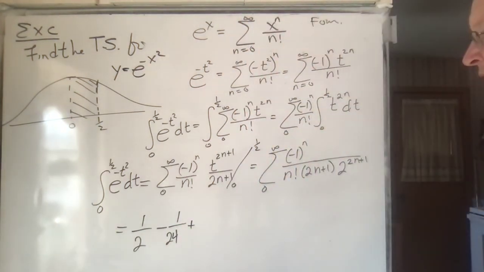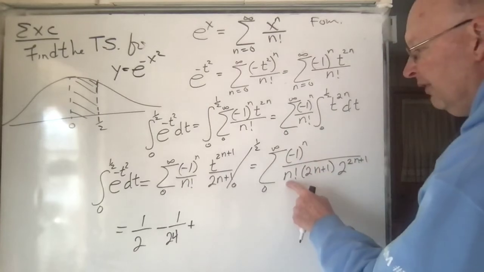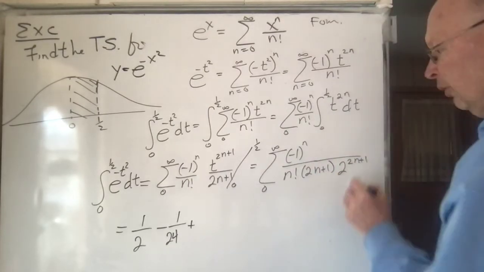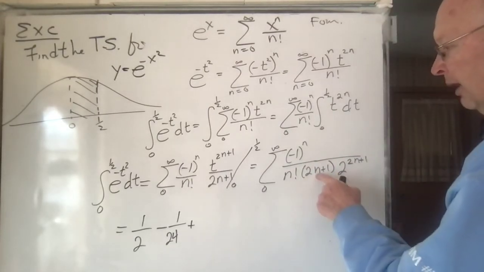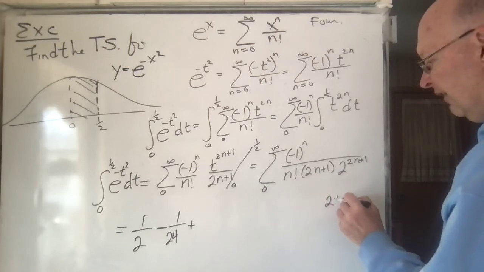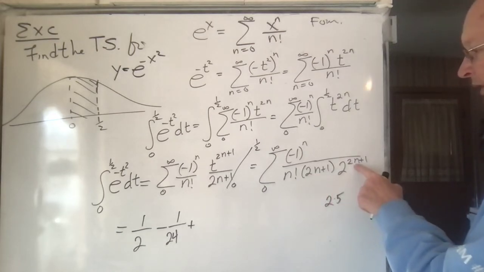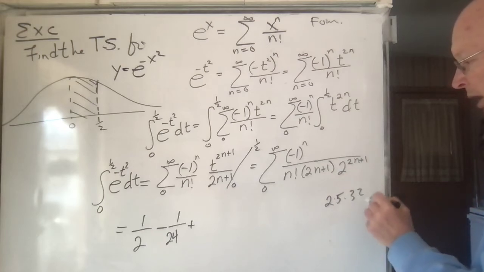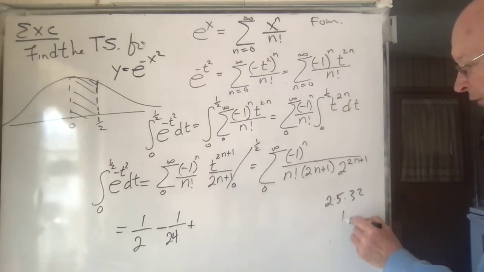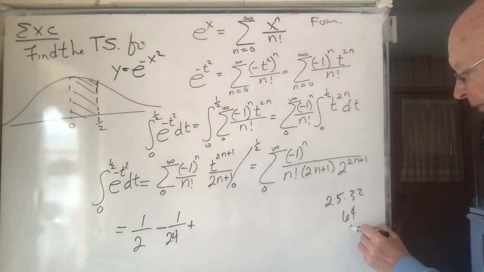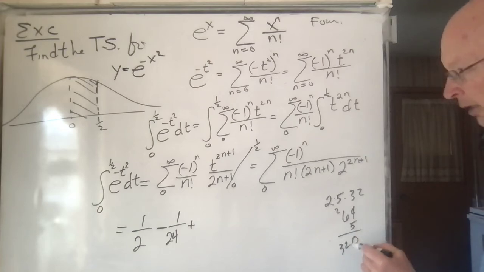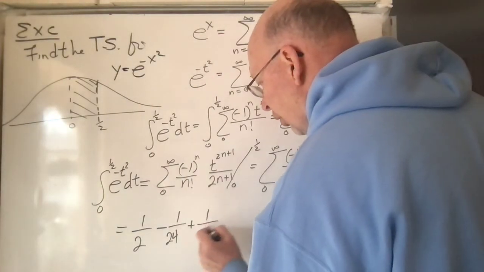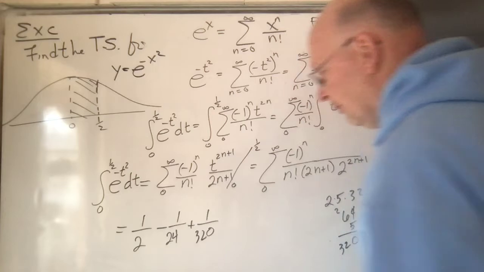Okay, when n is equal to 2, what are we going to get? It's going to be positive. It's going to be 2 factorial, which is 2. 2n plus 1 here is going to be a 5. 2 to the 5th is 32. So 32 times 2 is 64. 64 times 5 is what? 320 is going to be plus 1 over 320.